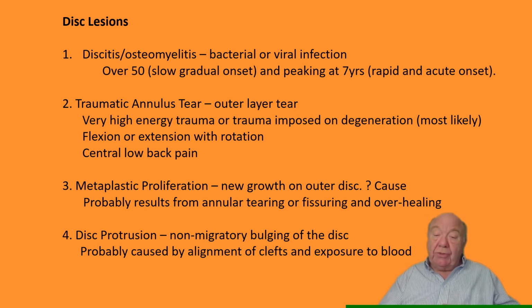A disc protrusion is a bulging of the disc. It can be focal or non-focal, but there's no migration of nuclear material. So possibly what it is, is a radial tear, and it's causing a weakness in the disc in that direction. It bulges out that way.